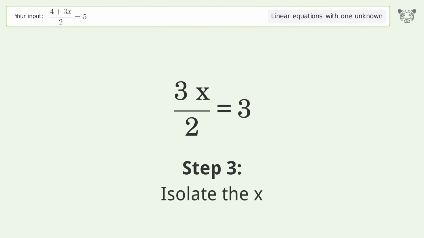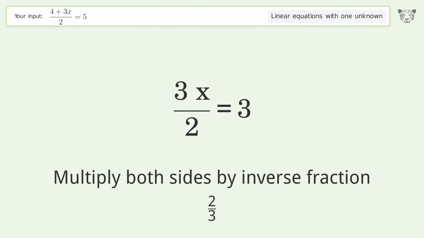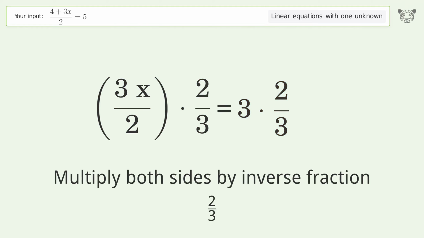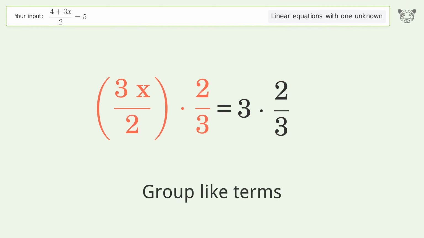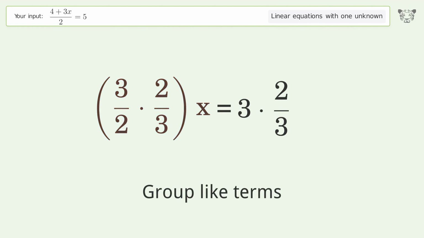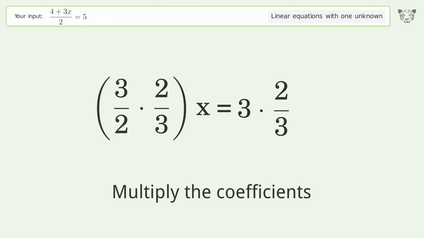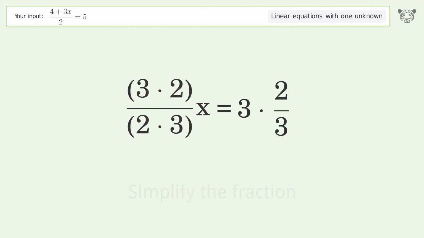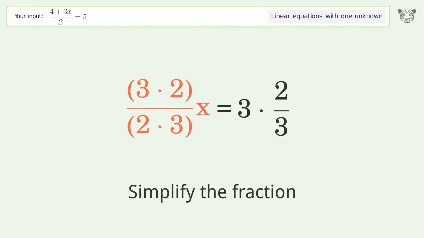Isolate the x. Multiply both sides by inverse fraction 2 over 3. Group like terms. Multiply the coefficients. Simplify the fraction.